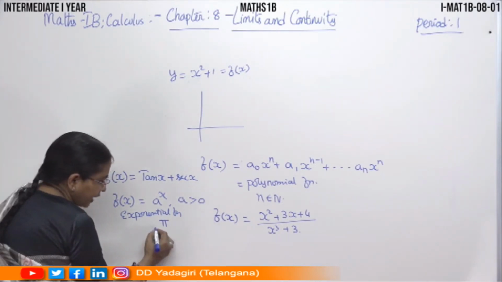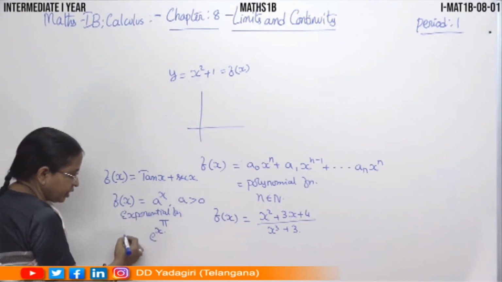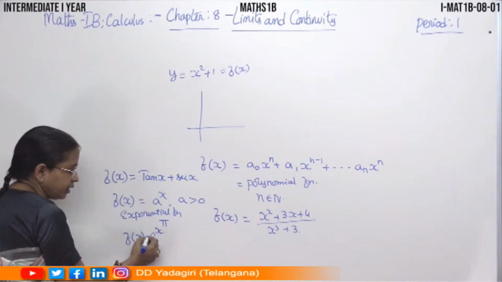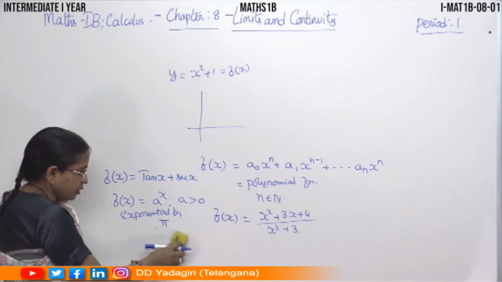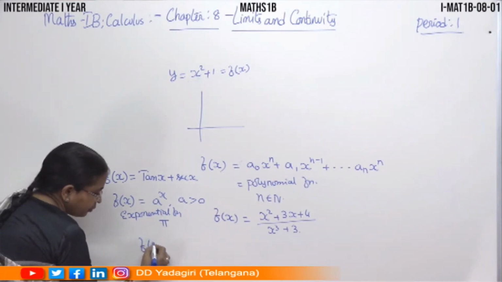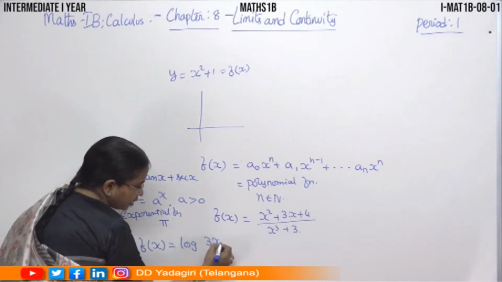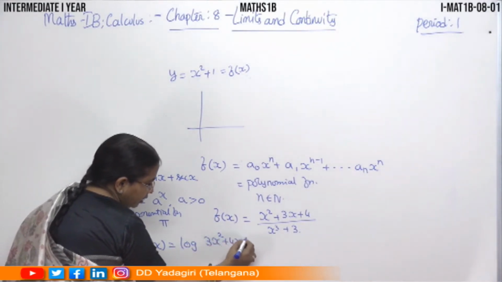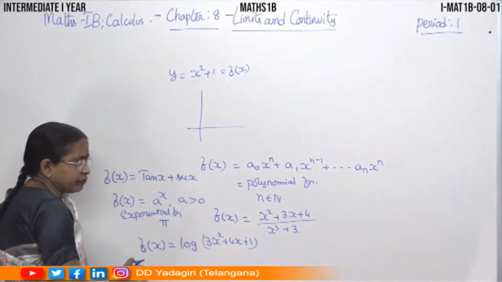So e to the power x is another exponential function that we come across in this chapter. E power x is an exponential function. Next is logarithmic function. Suppose I have f of x as log of some 3x or 3x square plus 4x plus some 1, like this. So this is a logarithmic function.